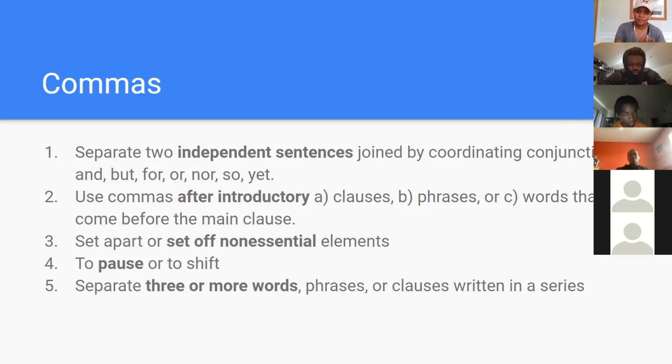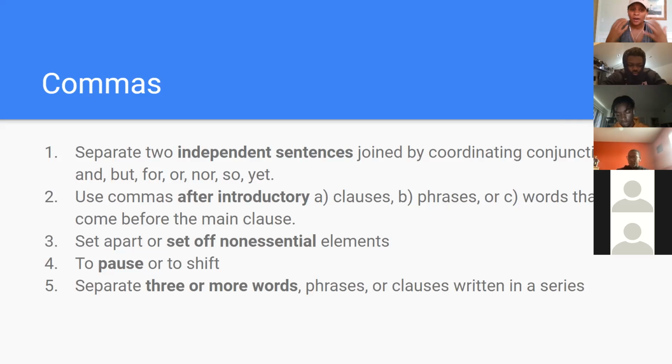And then we're going to set off non-essential things in sentences. So meaning, if I took it out of the sentence, it doesn't matter. So if I said Professor Smith, who went to George Washington University, is the teacher of this class, I can take out who went to George Washington University and it still be Professor Smith is the teacher of this class. So it's just setting up things that aren't essential in the sentence.